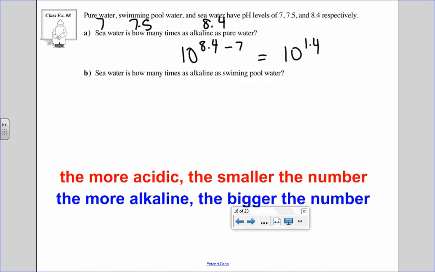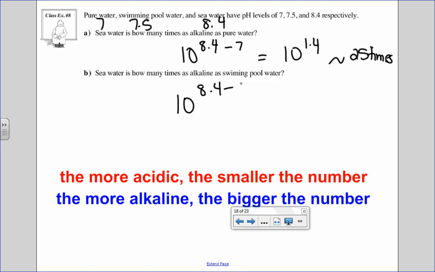So I just do 10 to the 1.4, and I will get that it is about 25 times as alkaline as pure water. Okay, seawater is how many times as alkaline as swimming pool water? So remember, the bigger the number, the more alkaline. So seawater at 8.4 compared to swimming pool water. Seawater is higher, so that's why it's more alkaline.